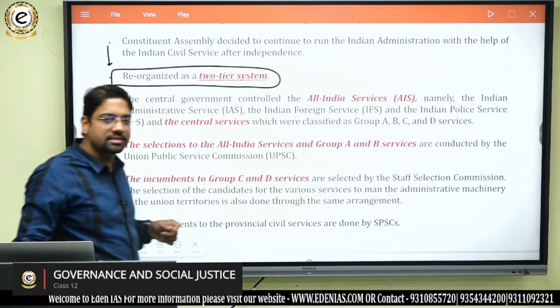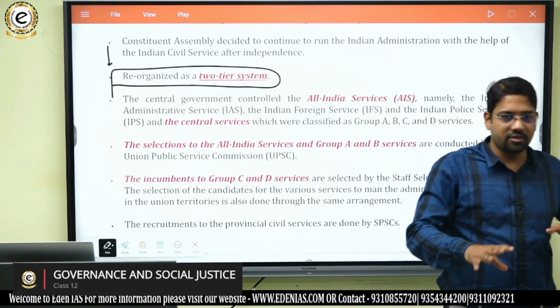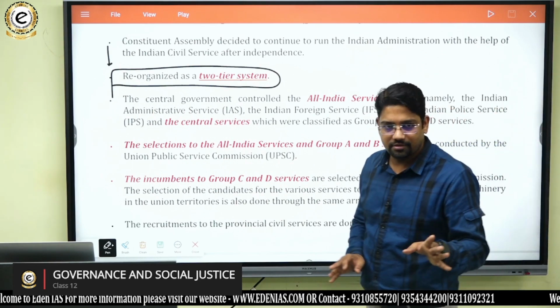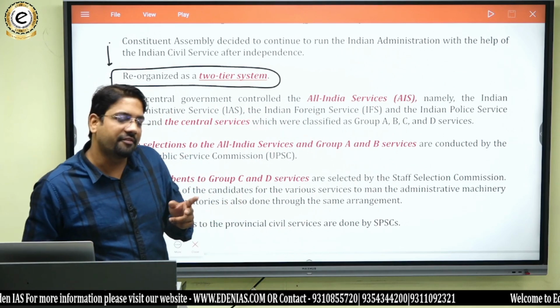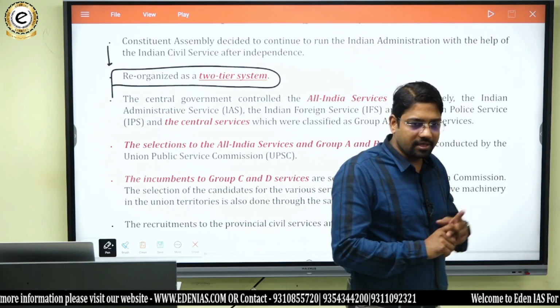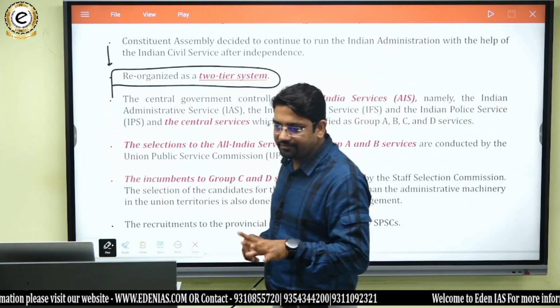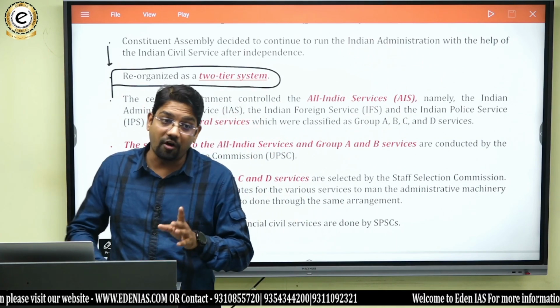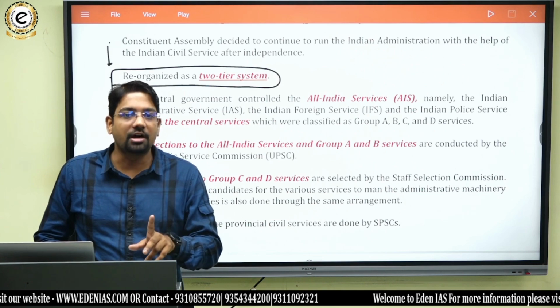Why is it a two-tier system? Because at the local self-governance level we do not have any separate bureaucratic structure, right? That is why it is a two-tier system. After independence we had only two levels of government, central government and state government. Now we have local self-governance also, but we do not have any separate structure of government. We have a structure of governance but not government.